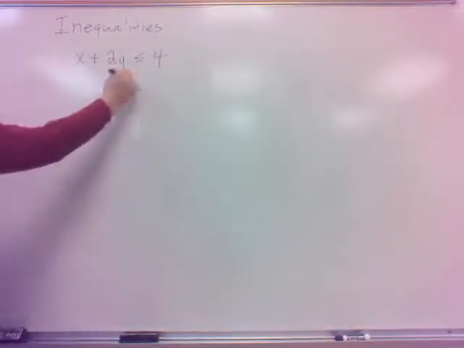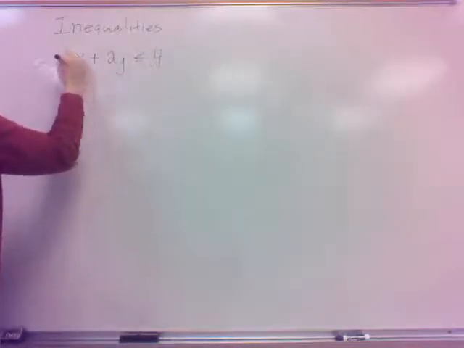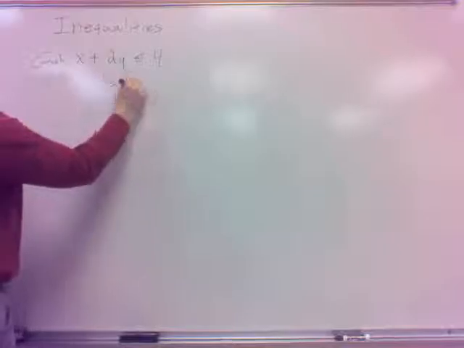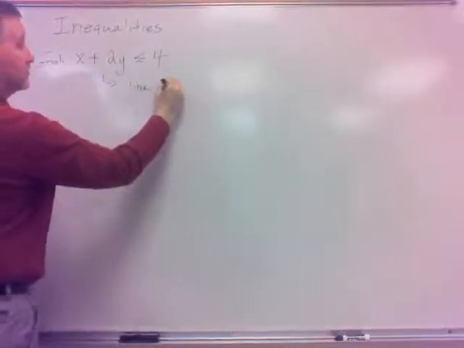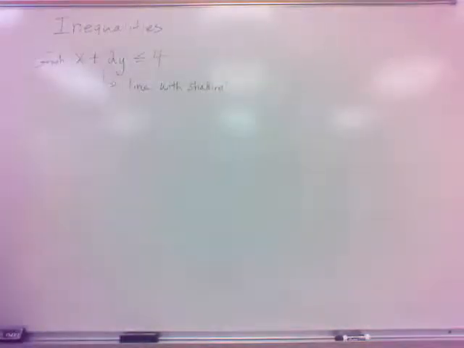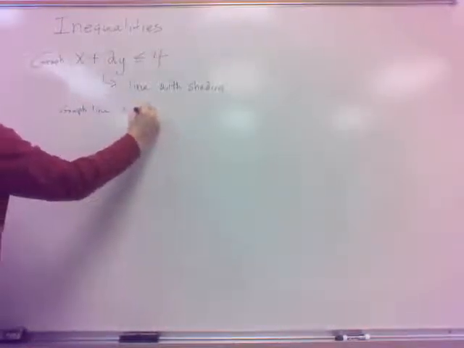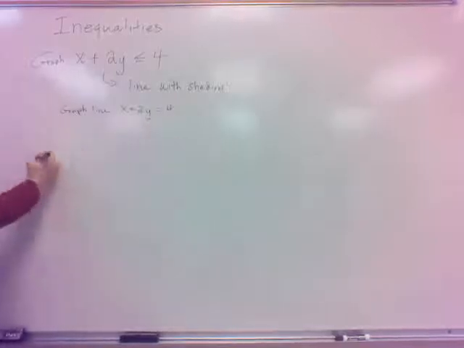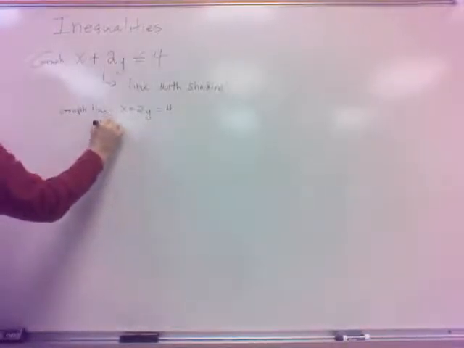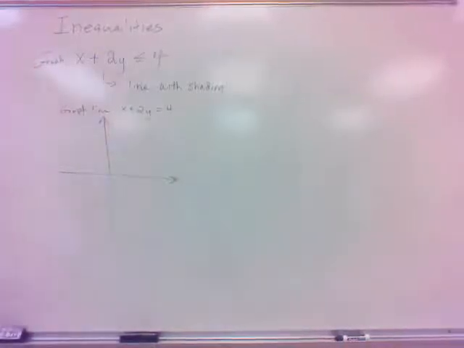Okay? So what this is going to amount to when I graph it, this is going to be a line, though, with shading. Shading one side or the other of that line. So to graph it, you graph the line, first of all. The line would be the x plus 2y equals 4. We graph that line. And graph it however you want to.